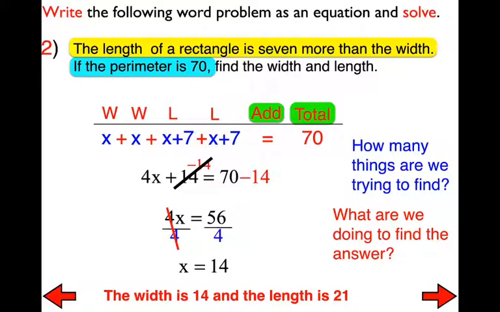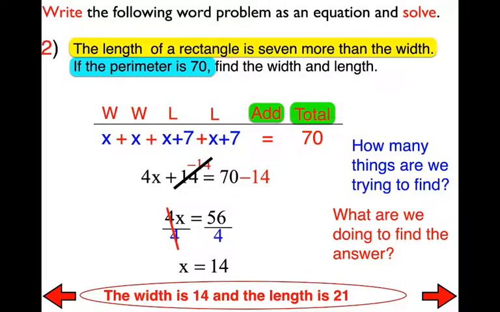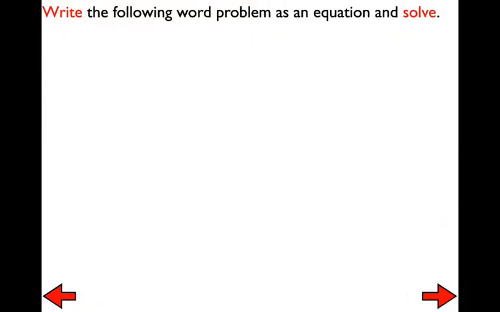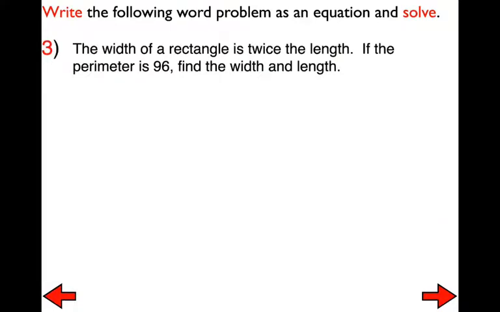And just like I showed you in number 1, you could draw a rectangle, label the sides, and then add them up to make sure that that worked if you wanted to. All right, let's go to number 3. Number 3 says the width of a rectangle is twice the length. If the perimeter is 96, find the width and length. Please try this one on your own. Press pause if you're watching this at home, and then play when you think you have the correct answer.